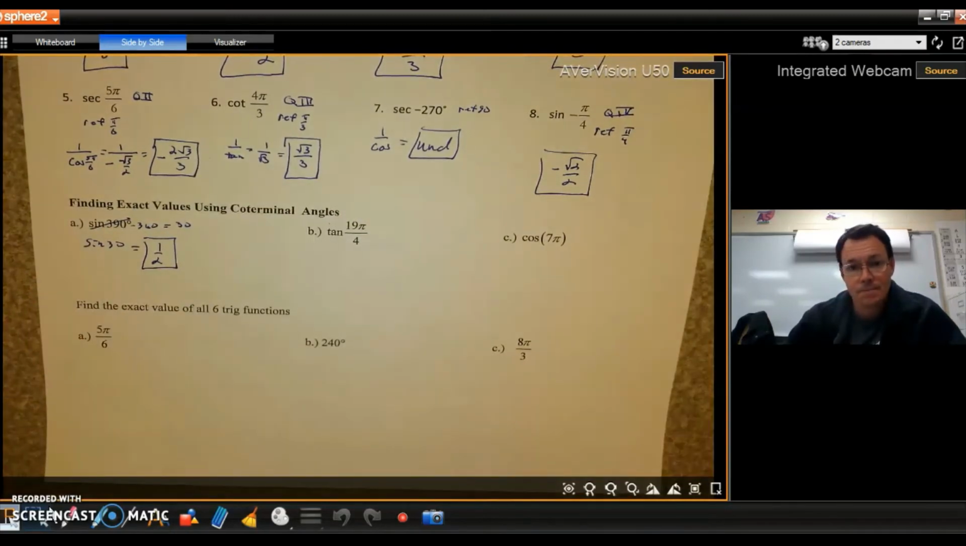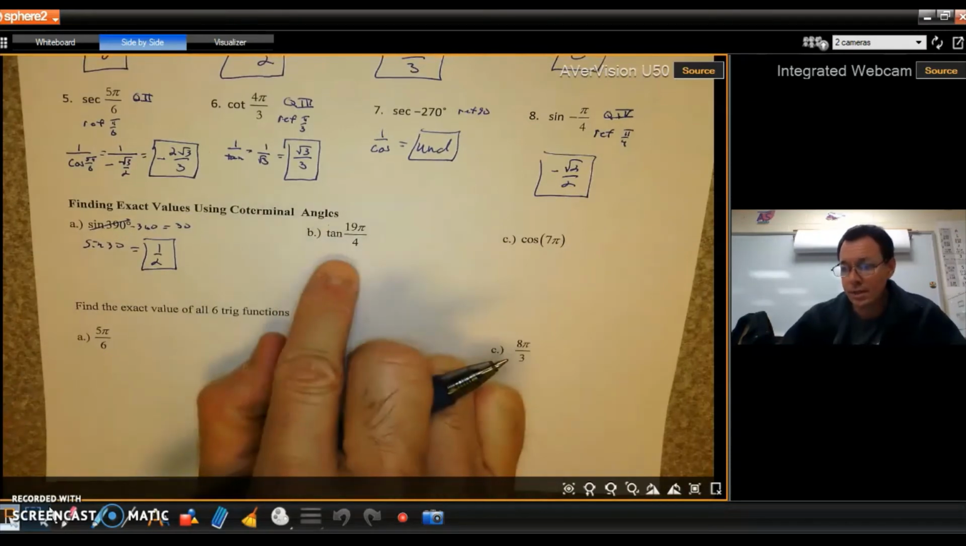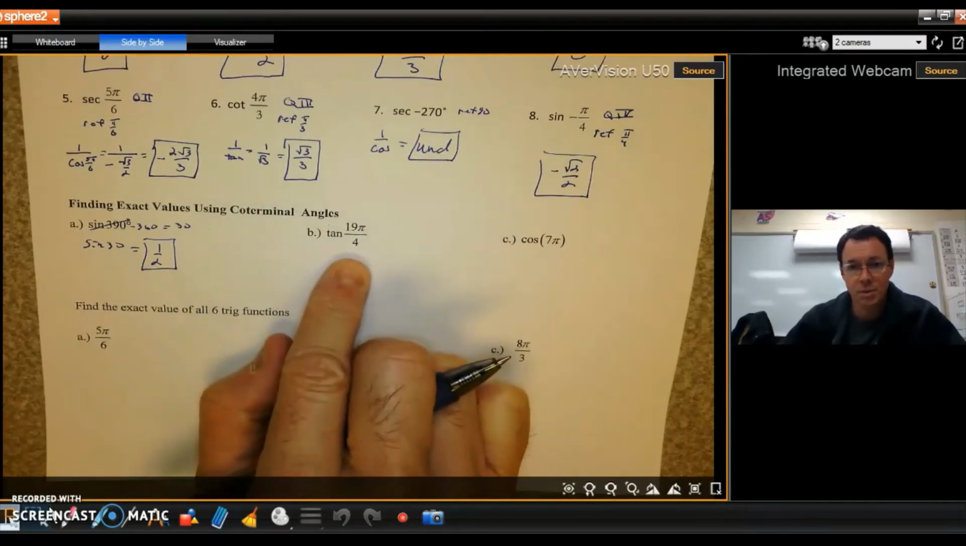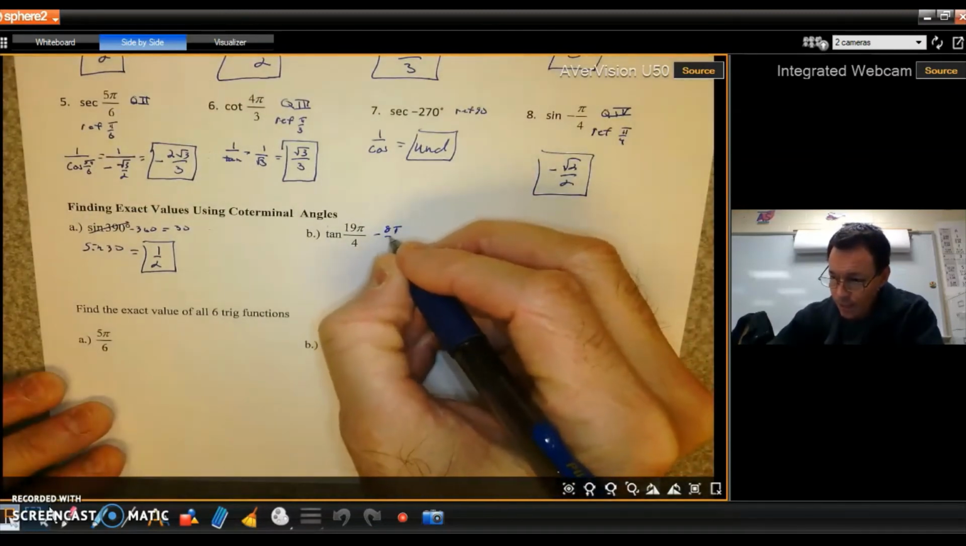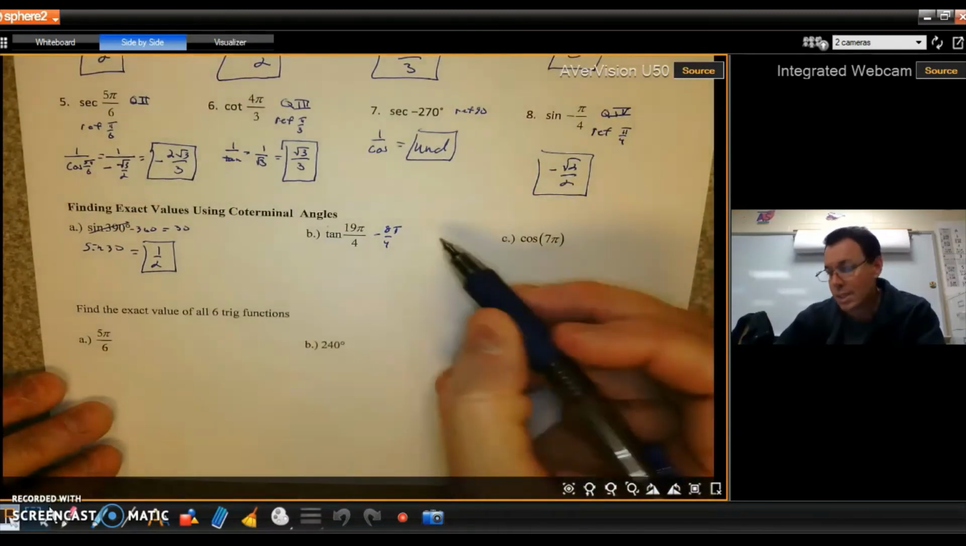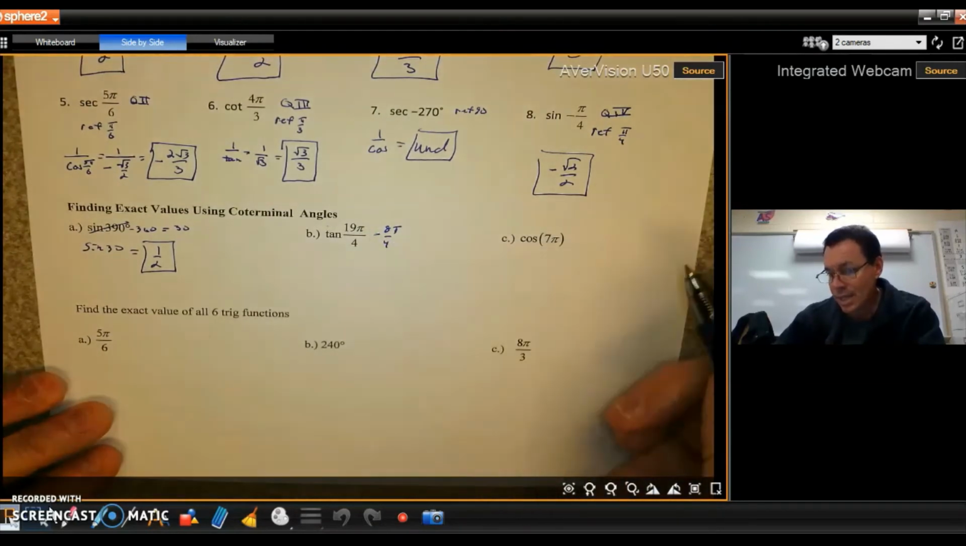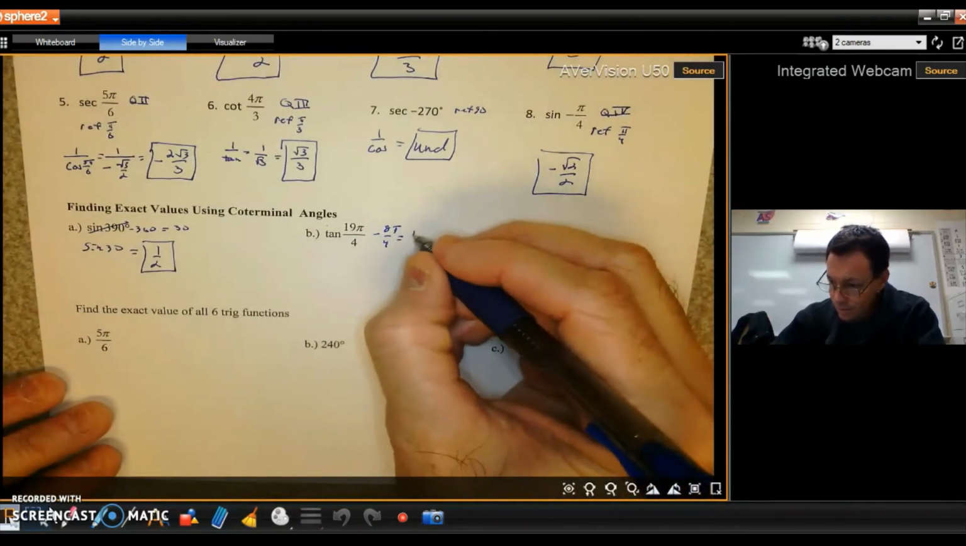Okay, that's it. So 19 pi over 4. Well, those are in radians, so we're going to have to unwind it. So we're going to subtract 2 pi. So think about what 2 is going to look like. I have a denominator of 4, so it's going to be 8/4. So that's what I'm going to subtract: 8 pi over 4. Well, 19 minus 8 would be 11.